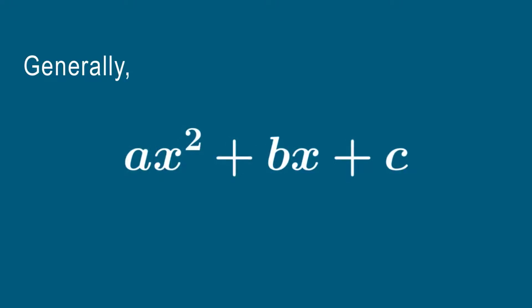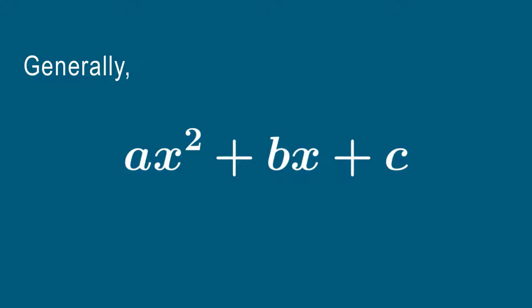The general form of any quadratic expression is this: ax squared plus bx plus c, where a and b just represent coefficients, that is, numbers used to multiply the variable, and c is a constant. Every quadratic expression will look like this.